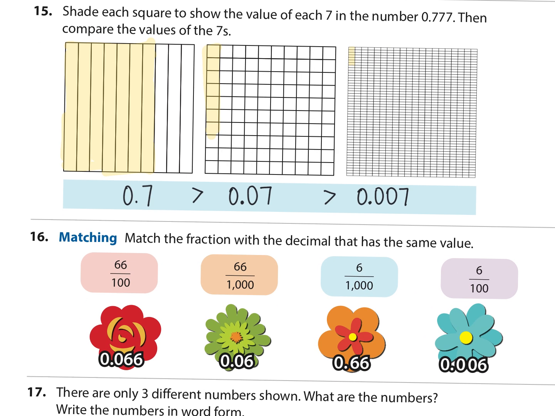Okay, now we're at the matching. Anybody need time to figure that out, or has everybody already done the matching? Okay. 66 hundredths looks like which one, the red flower or the orange flower? Orange. 66 thousandths is the red flower. 6 thousandths, is it green or blue? Blue. 6 thousandths matches the blue flower, but 6 hundredths matches the green flower. So make sure your lines are like my lines.